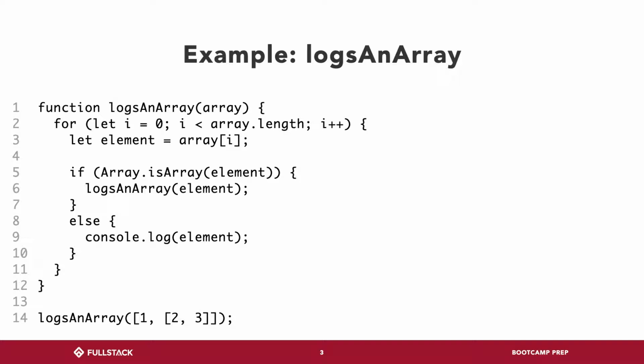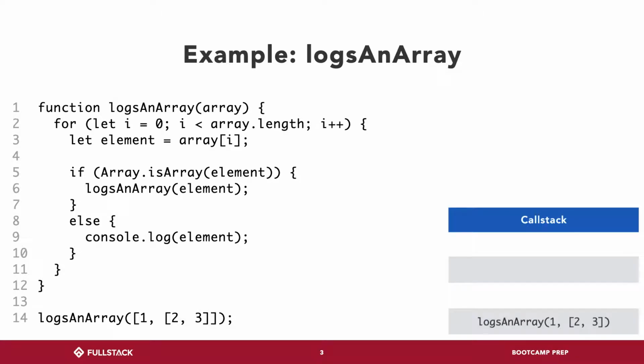Except this takes into account if there are more arrays. So, for let i equal 0, i is less than array.length, okay? Let element equal array of i, okay, cool. Is that element an array? If it is, we call logs array again. If it's not, we just console.log.